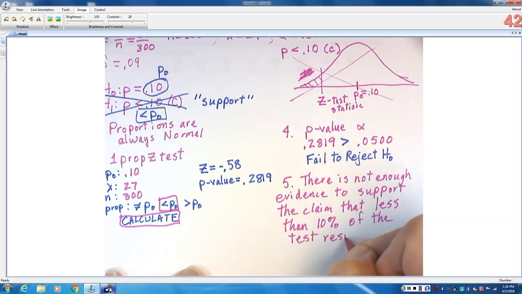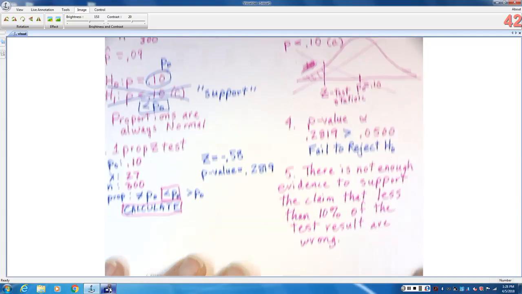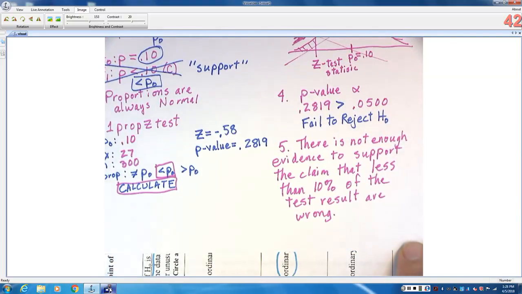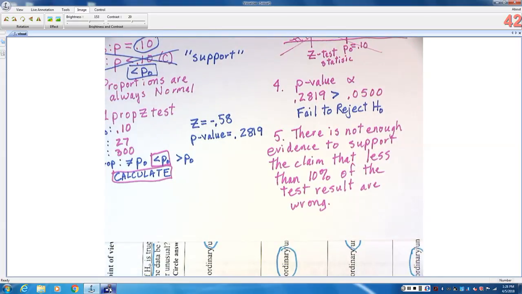So now we can talk about what happened here, and I can draw a more accurate picture up there. What happened was that a sample proportion of 9% was not statistically significant to say that the population proportion was less than 10%. That particular sample was less than 10%, but we're talking about the population here.